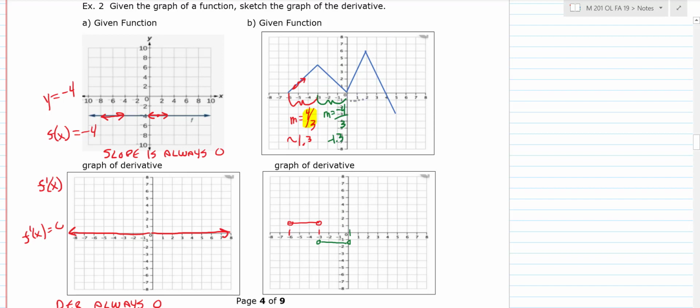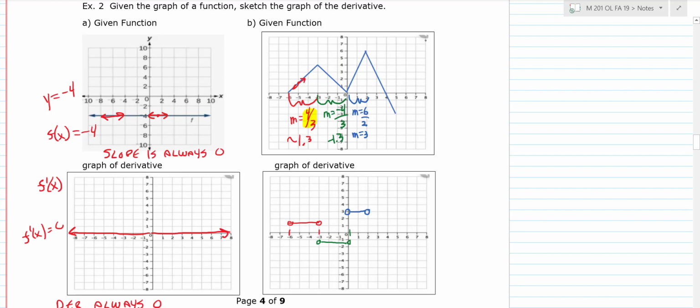Okay, the next place we're going to go is 0 to 2. Count the slope. 1, 2, 3, 4, 5, 6 over 2. So that slope is 6 over 2. So that slope is 3. So that means from 1 to 2, the value of your derivative is 3 constantly. So it goes like that.